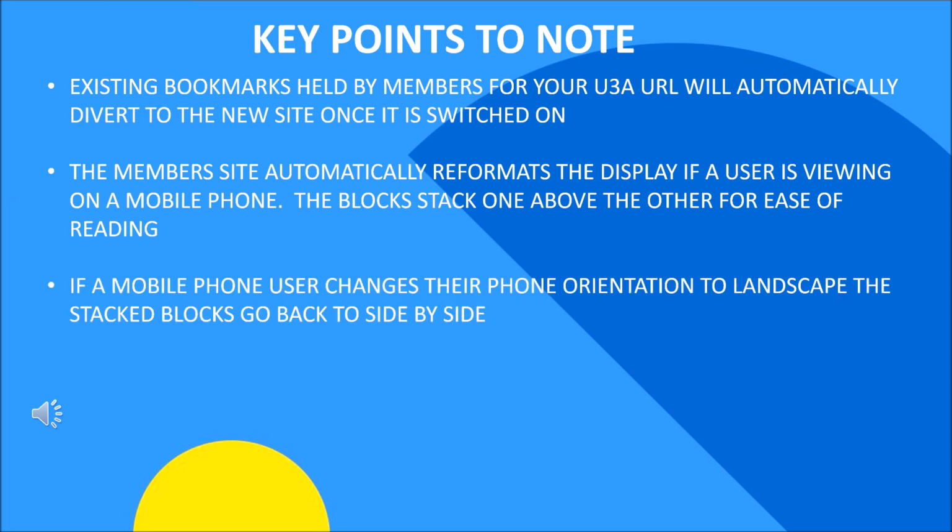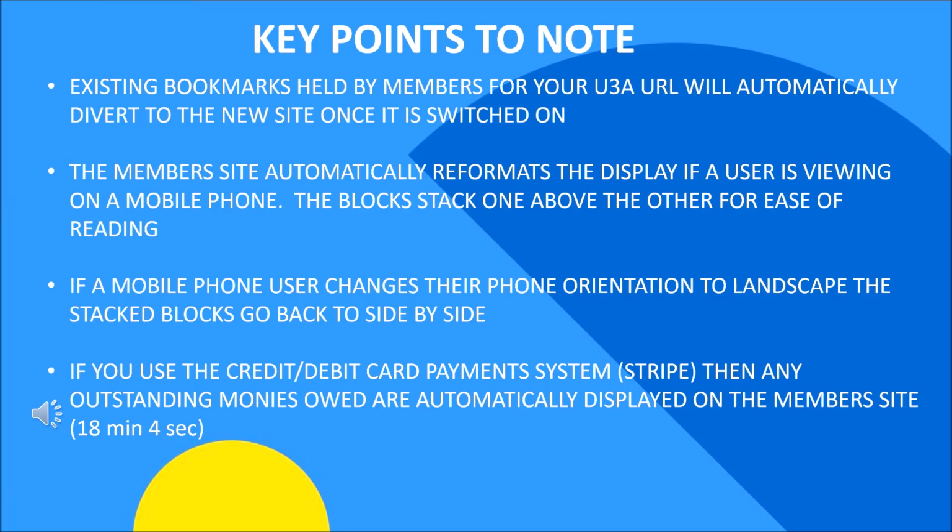However, if a mobile phone user changes their telephone orientation to landscape, then the stacked blocks go back to side by side as they would for viewing on a larger device. And finally, if you use the credit and debit card payment system Stripe, then any outstanding monies currently owed by the member are automatically displayed on the member site for that member. You can see this at 18 minutes and 4 seconds into the video.